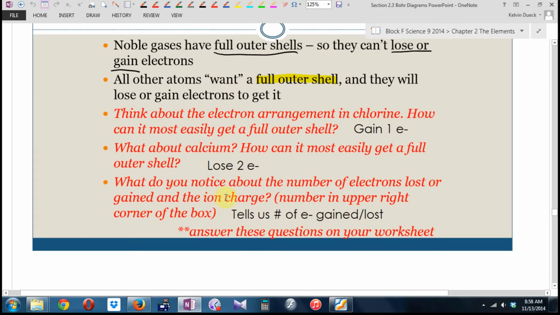So what do you notice about the number of electrons lost or gained and the ion charge? We said it tells us the number of electrons gained or lost, and that's what we wrote right here.